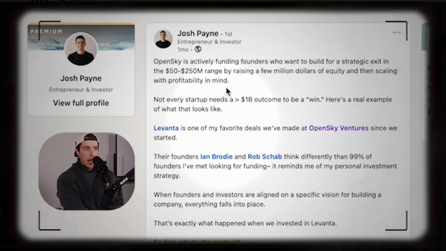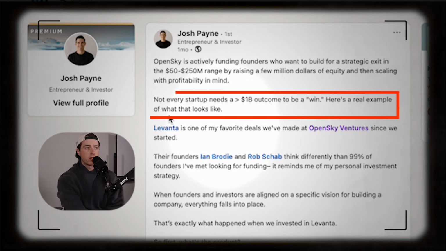And then after that, he gets into the actual hot take of "not every startup needs a $1 billion outcome to be a win." So if he would have just started with "not every startup needs a $1 billion outcome to be a win," that post probably could have done okay. And people who know Josh know that he's a killer founder and investor and would probably believe what he has to say about that topic anyway.